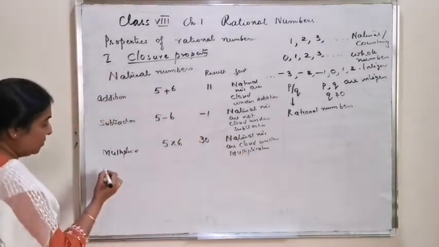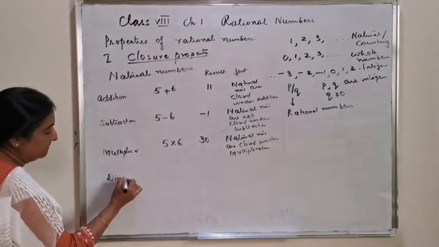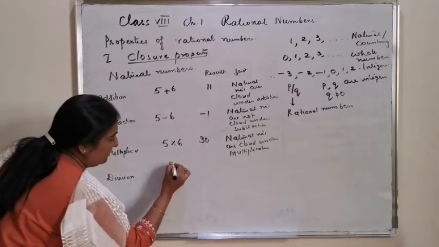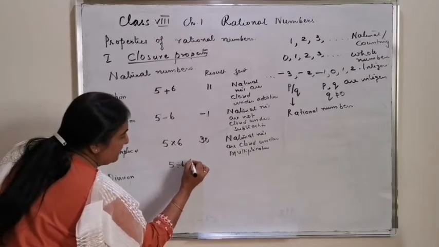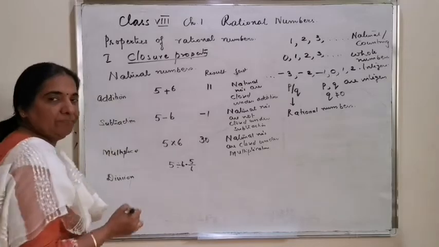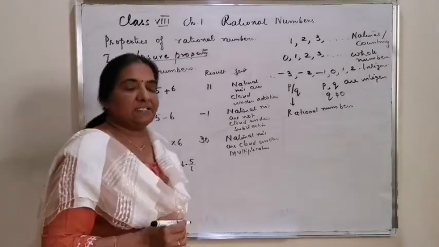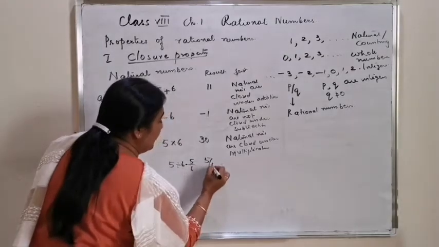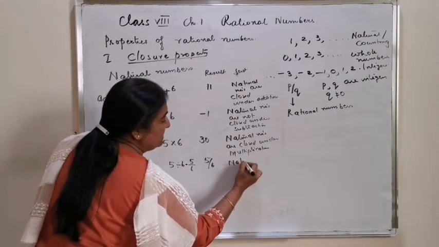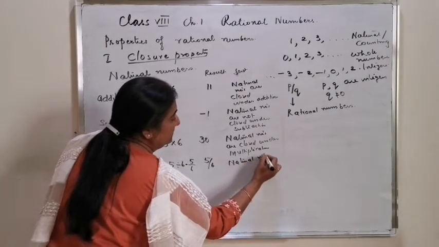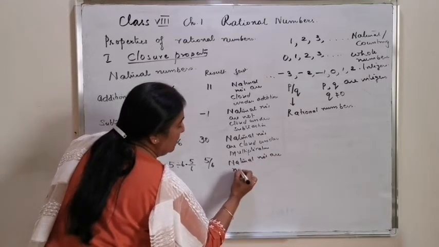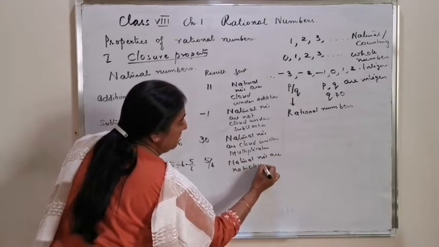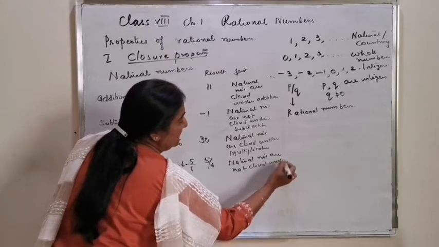And what about division? 5 divided by 6, 5 by 6 is a fraction, and it is not a natural number, which shows that natural numbers are not closed under division.